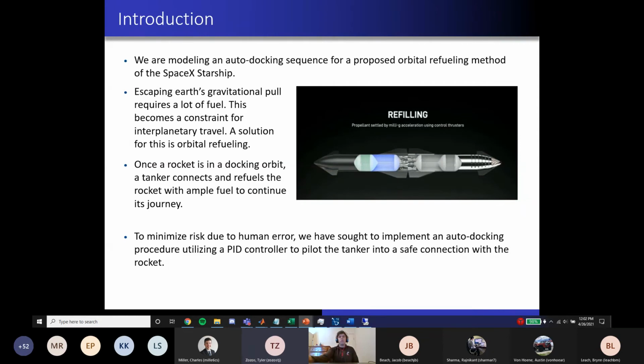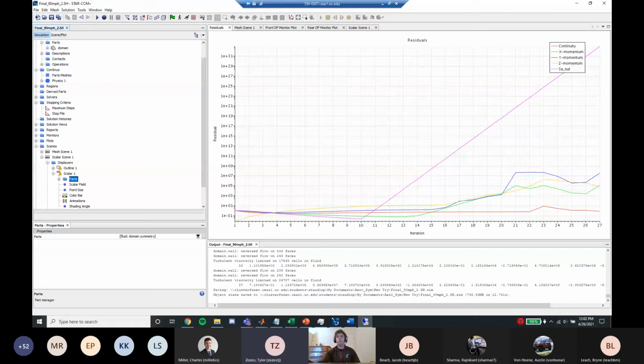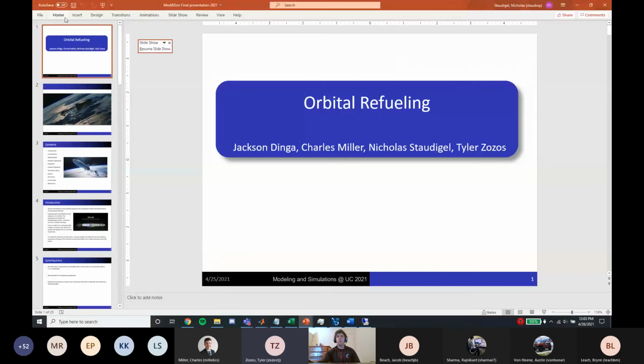So what we're doing here is orbital refueling, so the auto docking sequence of the SpaceX Starship model. So when escaping, for example, you require a lot of fuel. So this becomes a constraint for interplanetary travel. So one solution to this would be orbital refueling. So this will be prevalent to the future of space travel. So the idea is that once the rocket is in orbit, a tanker comes up behind it, connects to it, docks with it, and refuels the rocket, and it continues to go off somewhere else.